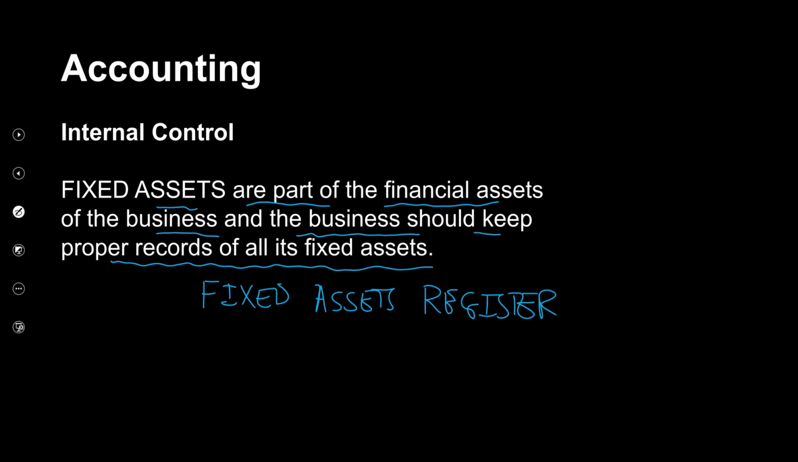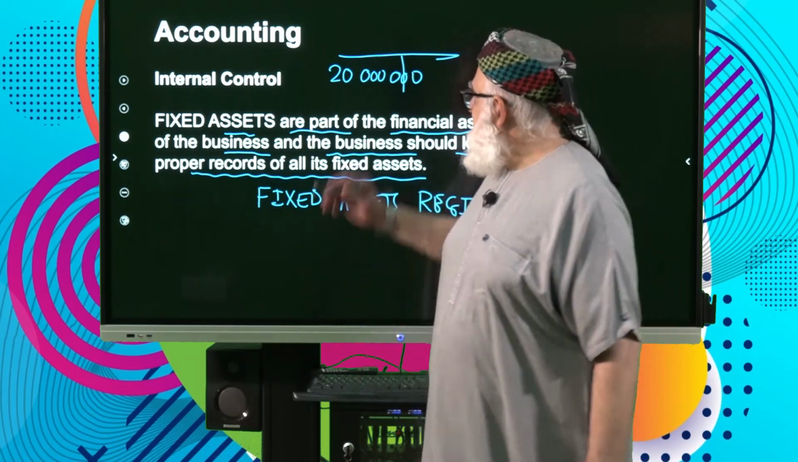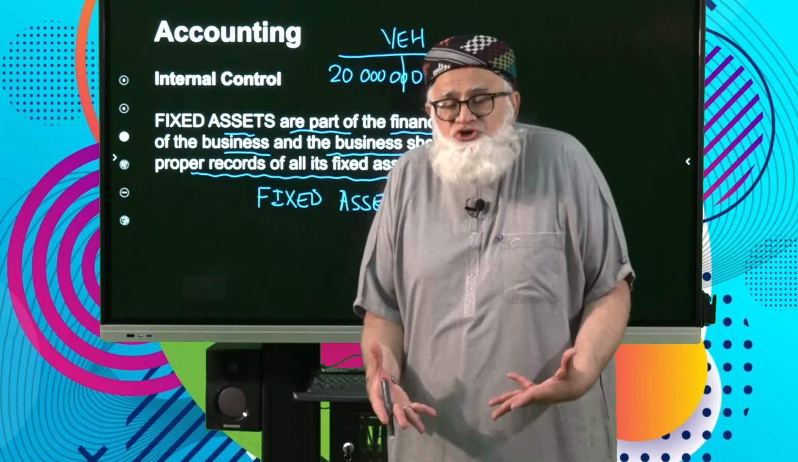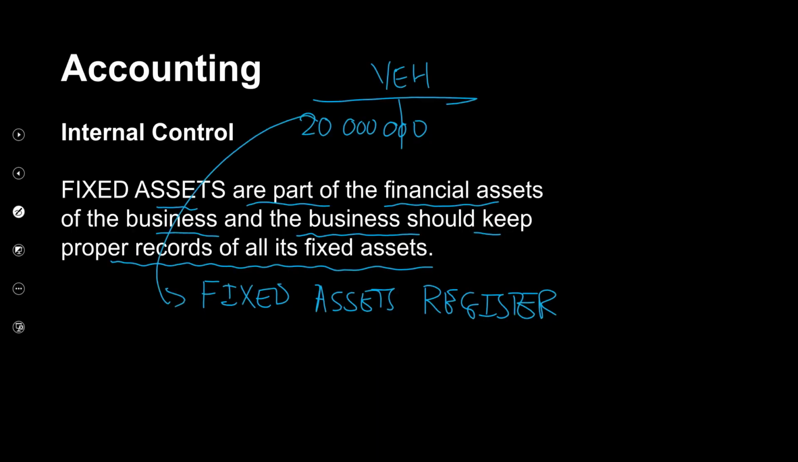Okay, now, if you look at a ledger account, here we go, just a rough T account, and I'm telling you, you've got assets worth 20 million rand. Does a ledger account tell you what assets you have valued at 20 million rand? If this is, for example, your vehicles account, where are you going to get the information regarding the 20 million rand worth of vehicles? In your fixed asset register.